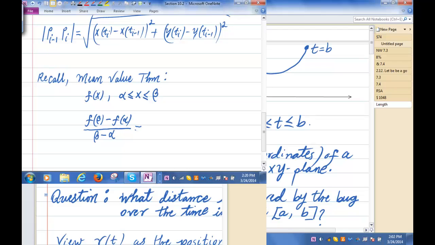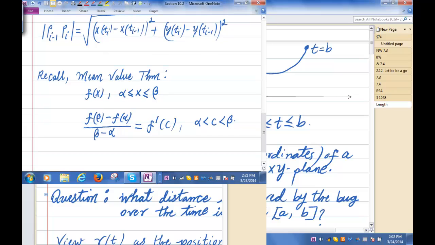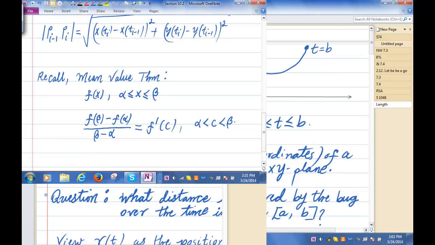And then the average change in f is equal to the instantaneous change, which means the derivative of f at some number c, where c is a number between alpha and beta. So the derivative gives you the instantaneous rate of change of f at some c. So the mean value theorem says that the average rate of change of f over an interval is the same as the instantaneous rate of change of f at some point c in that interval. So we are going to apply this to both functions x of t and y of t.